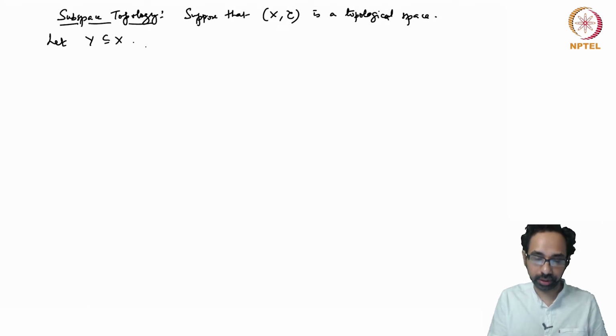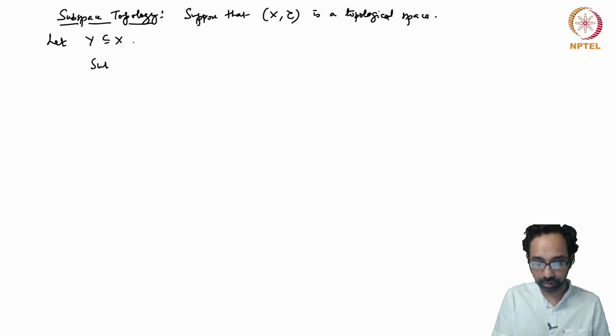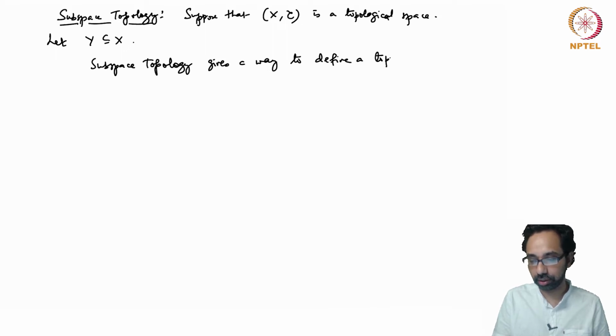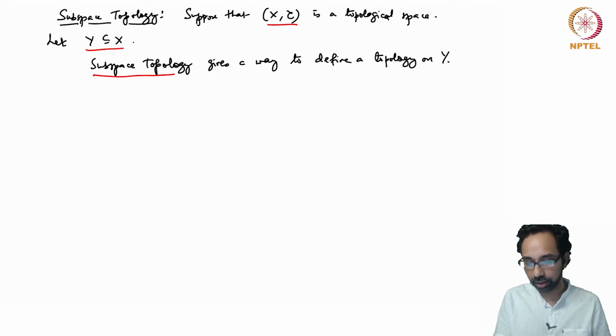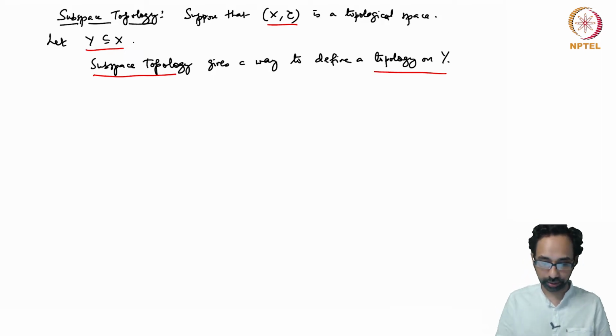Then the subspace topology gives a way to define a topology on Y. So we have a topology on X, and Y is a subset of X, and the subspace topology gives a way to define a topology on this subset Y. So how do we define this? So, the definition of the subspace topology.